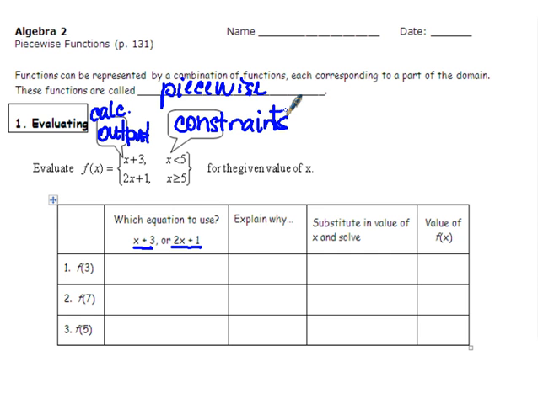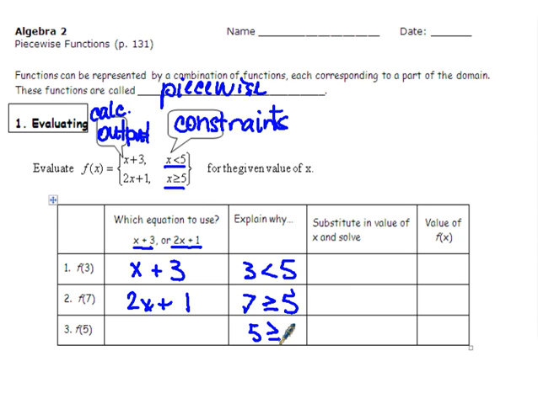3 is less than 5, and you see that here. So we'll be using the corresponding equation, x plus 3. 7 is greater than or equal to 5, as you see in the other part of the constraints. So that's why we'll be using the corresponding equation, 2x plus 1. And then finally, for 5, because 5 is greater than or equal to 5, we will also be using 2x plus 1.